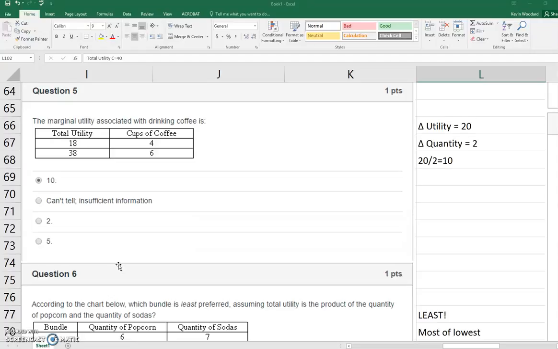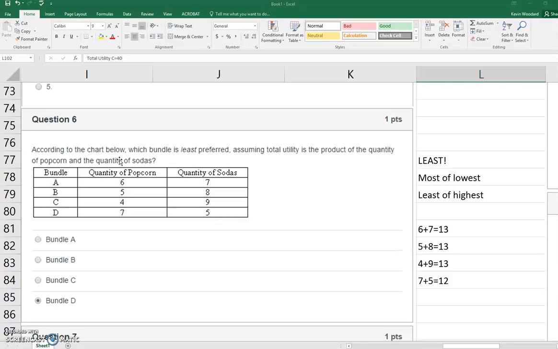Marginal utility associated with drinking coffee. Now, this is one that if you stop halfway through, you're not going to be able to get the information. So remember that when we talk about marginal utility, marginal means change. So we need to bring in the delta: the change in utility and the delta for the quantity of cups of coffee. So we have a change of 20 and a change of 2. Here's our 20. Here's our 2. When we take 20 divided by 2, we end up with 10. So the marginal utility associated with drinking coffee is 10.